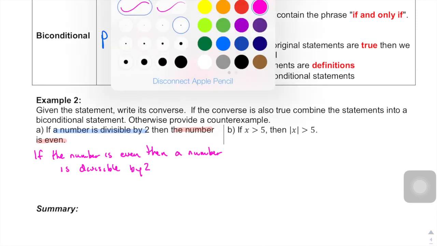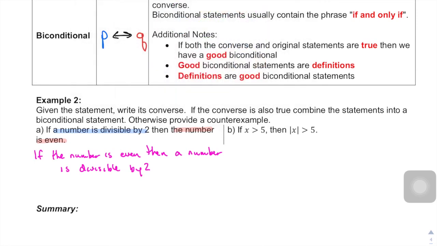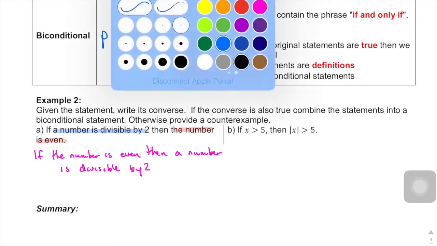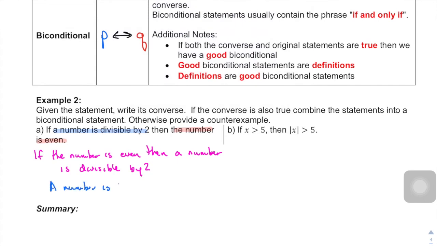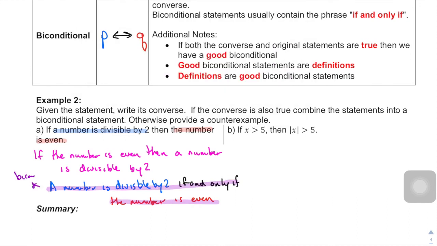All right, so a biconditional statement, remember, contains the phrase if and only if, and you put that in between your hypothesis and conclusion. So remember, the hypothesis is a number is divisible by 2 if and only if the number is even. All right, so this guy right here is our biconditional statement.